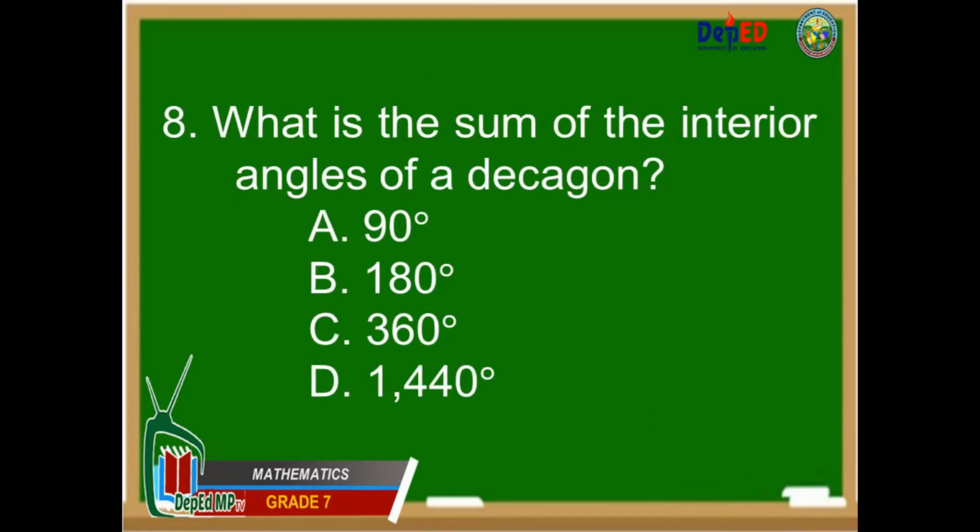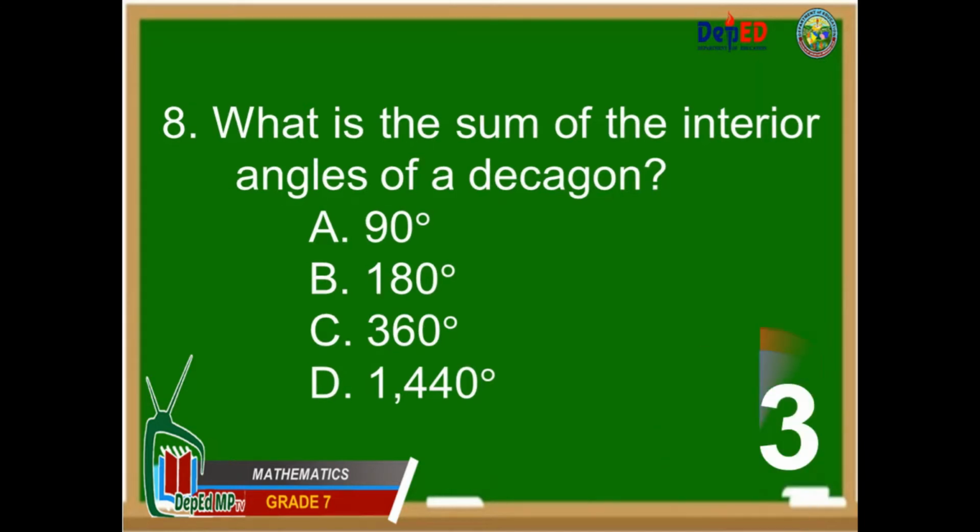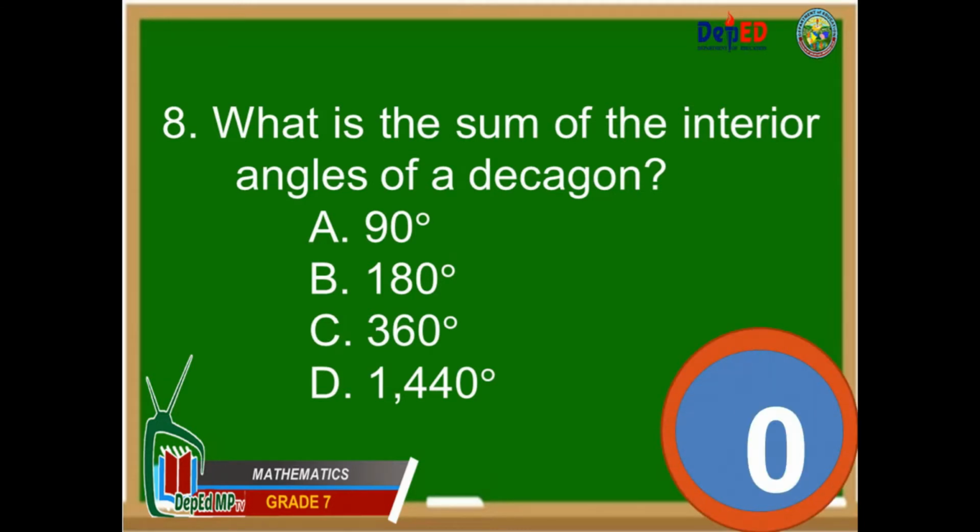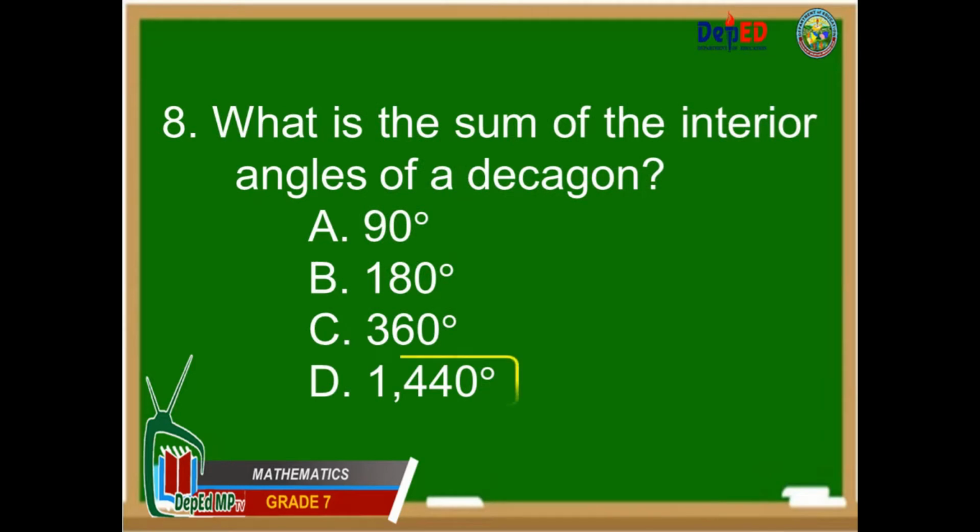Number 8. What is the sum of the interior angles of a decagon? Letter A, 90 degrees. Letter B, 180 degrees. Letter C, 360 degrees. And letter D, 1440 degrees. And the answer is letter D.